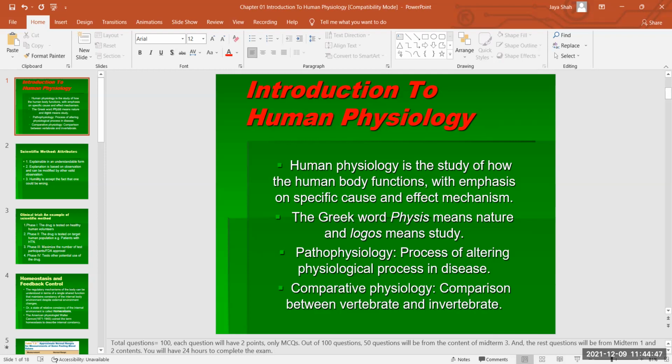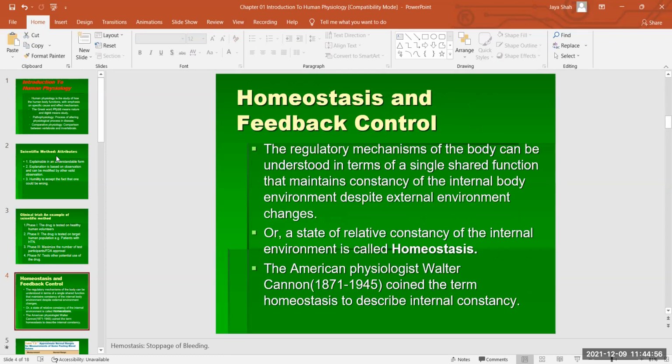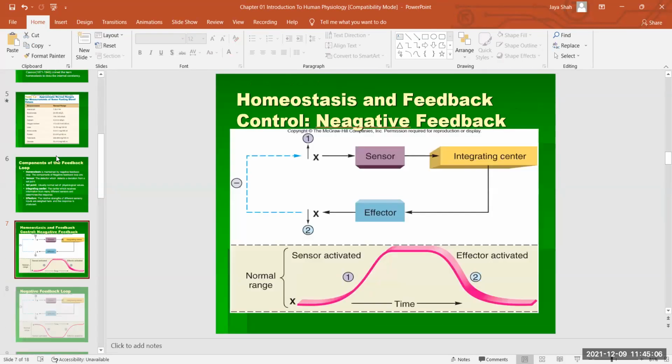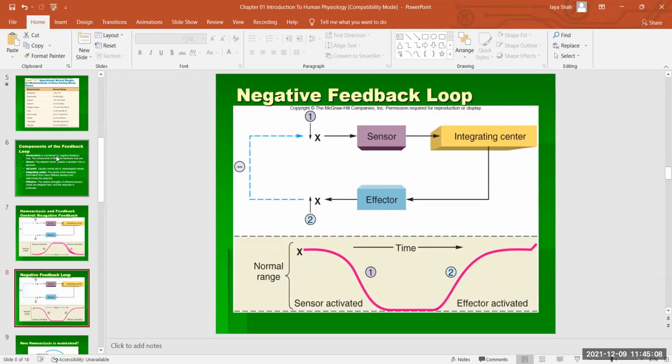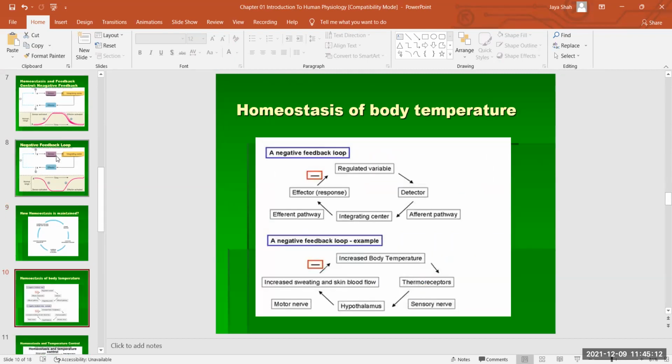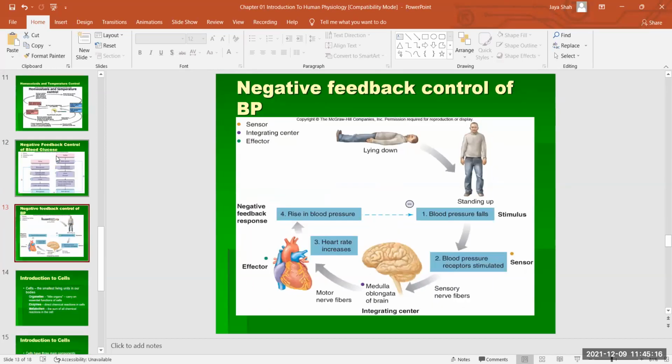Definition of human physiology, why the scientific method is most reliable, homeostasis definition, negative feedback and positive feedback mechanism. What are the components of the negative feedback mechanism? Some examples of homeostasis in the body.